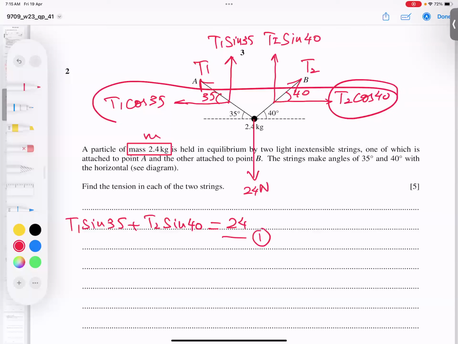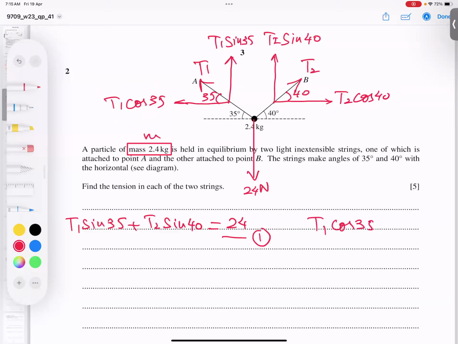And this part, left and right, equal to each other. So T1 cos 35 equal to T2 cos 40. If I bring it down, students, it will turn out to be T1 as the subject, and cos 40 by cos 35. Let me check what I get. So cos 40 divided by cos 35, I'm getting here 0.9352. At least 4 to 5 decimal places is good to write.